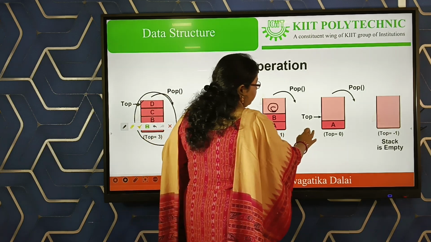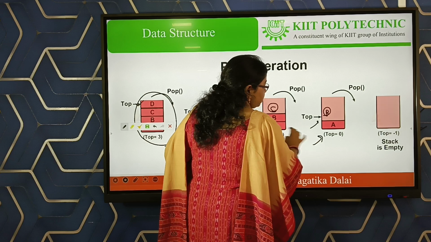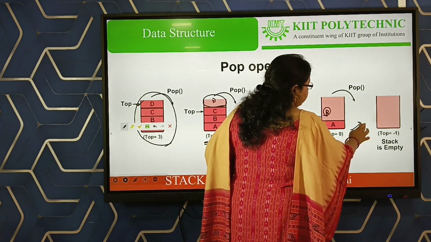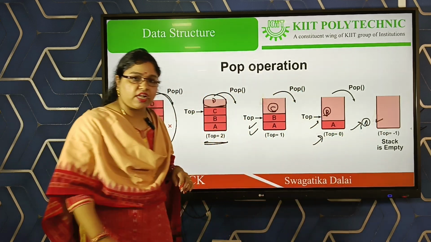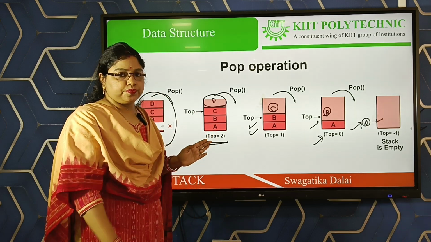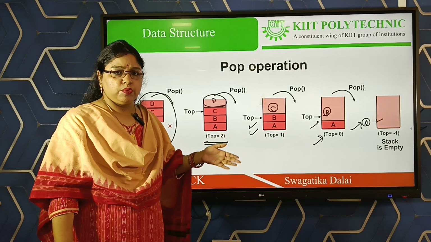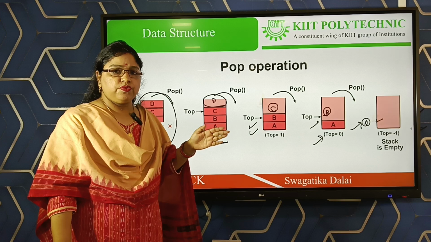Then we delete the element B from here. Now the top is 0. And lastly we delete the element A from here, and the top is now -1. Now the stack is empty, and in this way the pop operation goes through. At the last part, the stack is empty and we cannot move further, and here the underflow situation occurs.